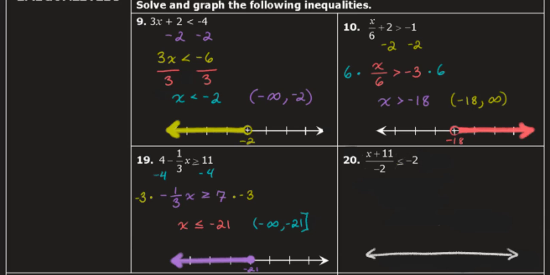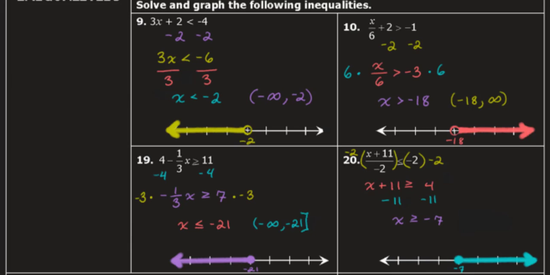Number 20. Long division bar means I need to get rid of the negative 2 first. Opposite of dividing by negative 2 would be to multiply by negative 2 on both sides. Negative 2's cancel, leaving x plus 11. Flip the sign because we multiply by a negative. Positive 4. Subtract 11 from both sides, leaving us with x is greater than or equal to negative 7. Graph. Least possible value is negative 7, inclusive, so bracket, to positive infinity, parentheses.